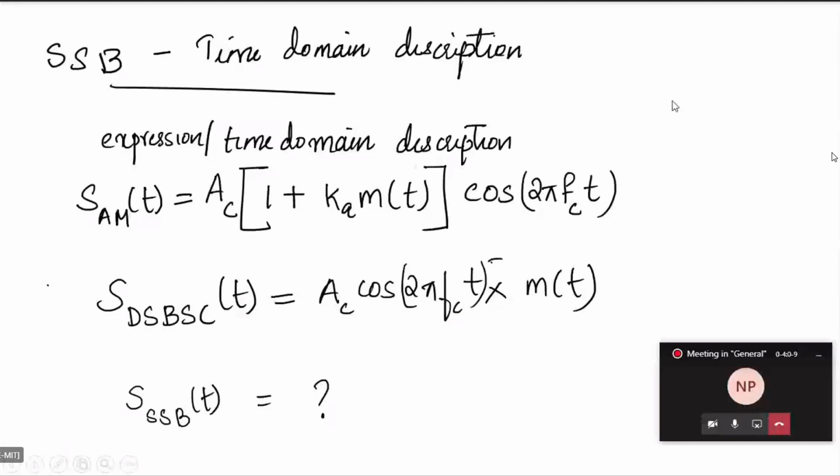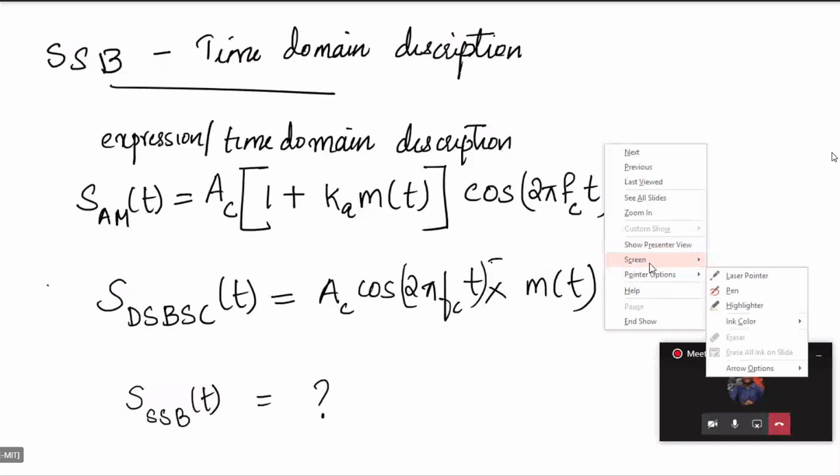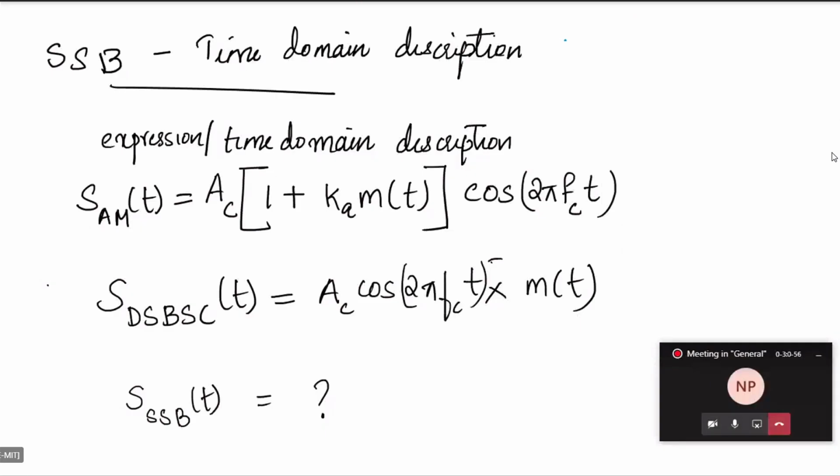SSB? Single sideband modulation, SSB. So what was single sideband? As you have a message signal, this is a spectrum, M(f).